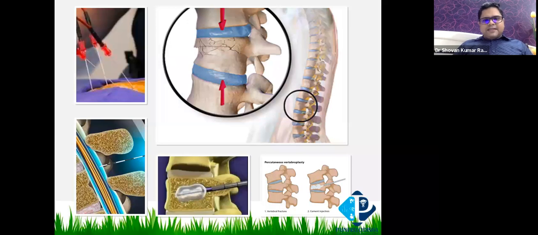Now, if there is any bone fracture because of malignancy or osteoporosis, we can go for a vertebroplasty along with the epidural injections. The vertebroplasty can be done with cement or with a balloon. Both the things are possible.